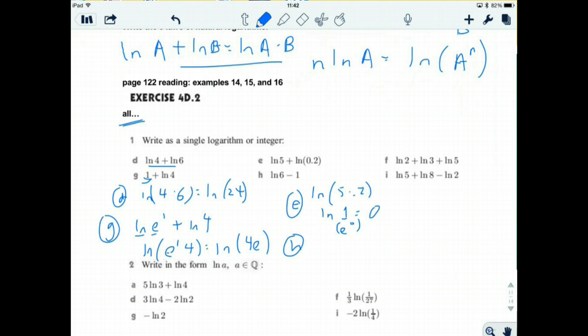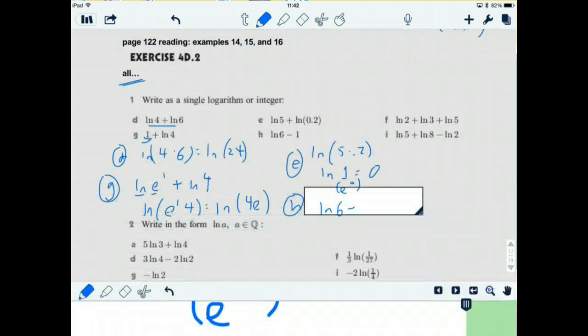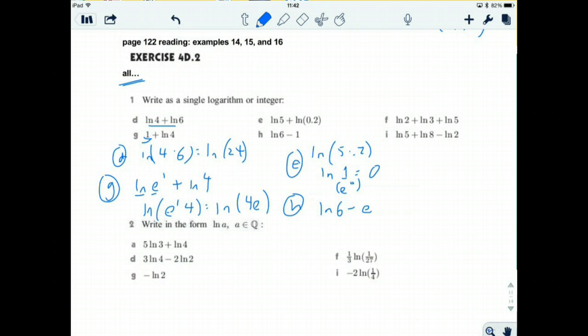H. Natural log of 6 minus 1. So that would be the same as natural log of 6 minus natural log of e to the 1. So that would be the same as natural log of 6 divided by e to the 1. Okay?